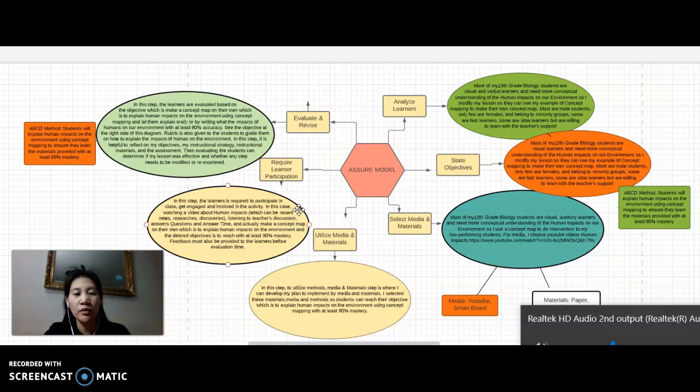But I am confident that by using the ASSURE model, I will be able to do more coursework and do more on my website about ID models.